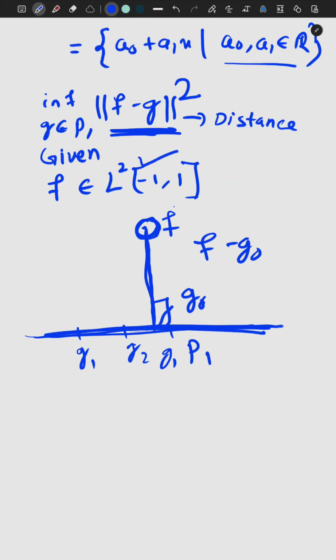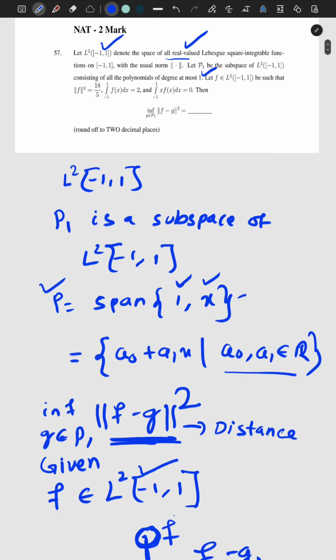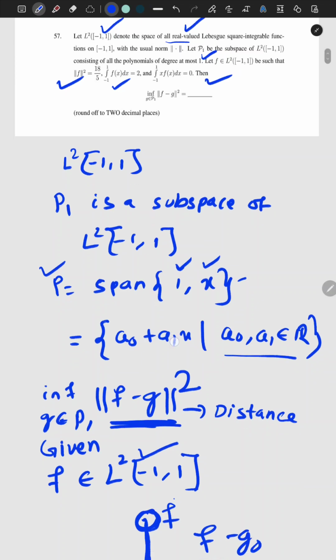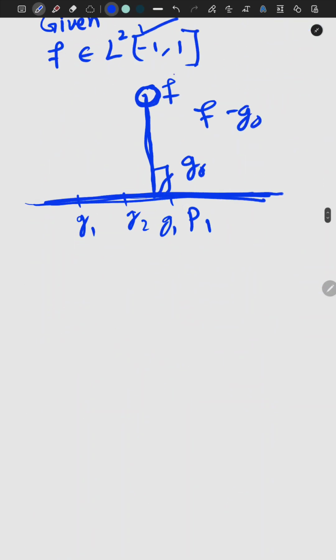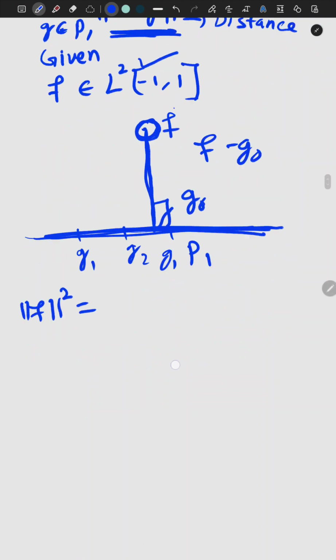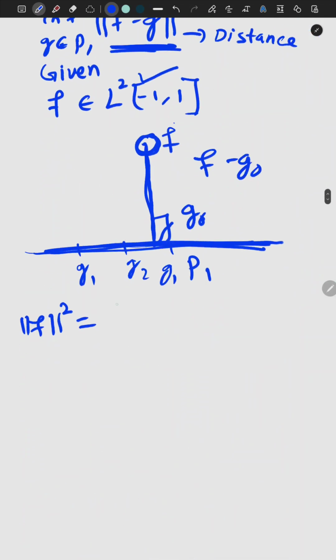Before solving this problem, first of all, let us note the given data. Three things are given. First let me write the three things. What is given? The norm square of f is given as 18 by 5.